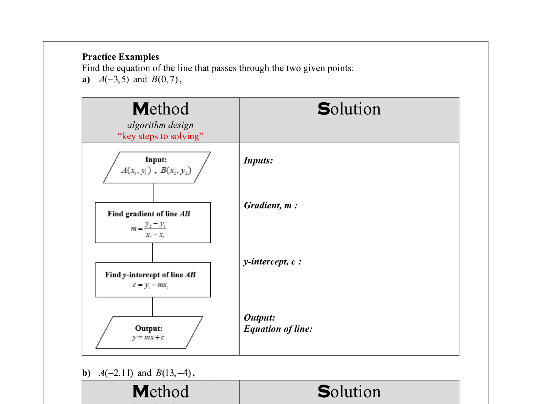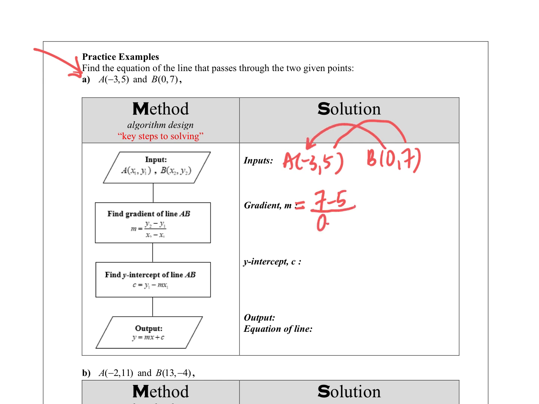What is my input? Based on my question, what is my input? What are the 2 inputs that I'm given in the question? My question is here. So I write down, this is my input. Okay, these are my 2 inputs. So first step, I'm supposed to find the gradient. So y2 minus y1 over x2 minus x1. So this is the gradient that I get.